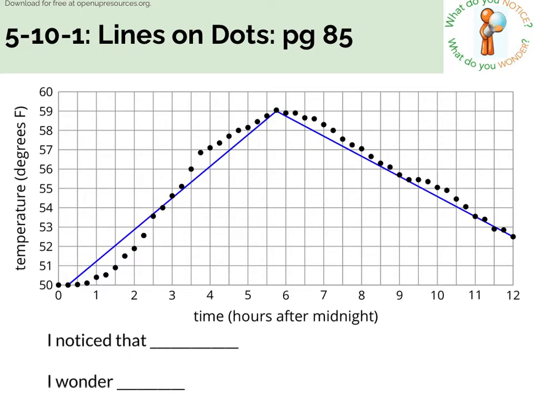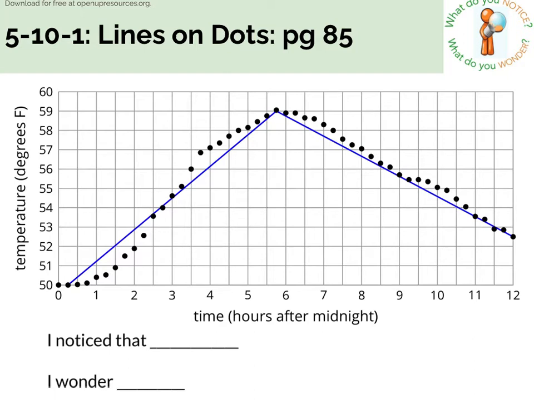All right, some things that you can notice are that not many of the points are on the blue line. The temperature gets warmer, and then it gets cooler after time. About 5:45 is the warmest, and it's about 59 degrees. And the second blue line connects the highest point and the point farthest to the right together.